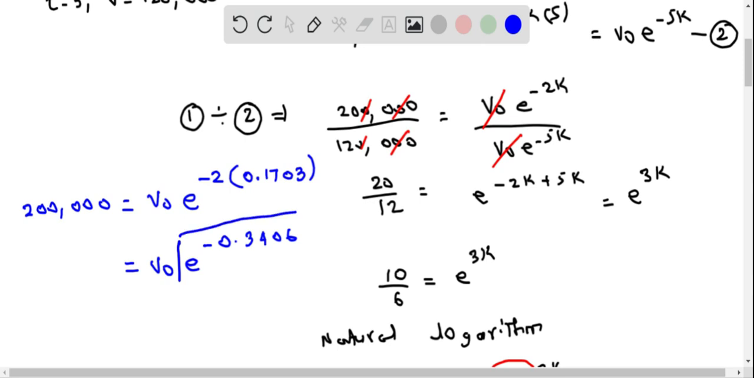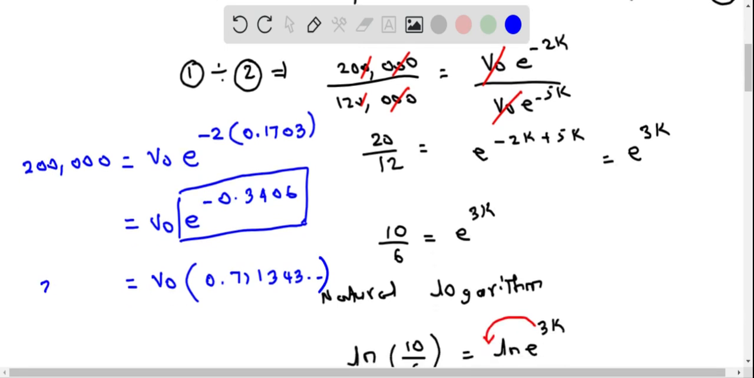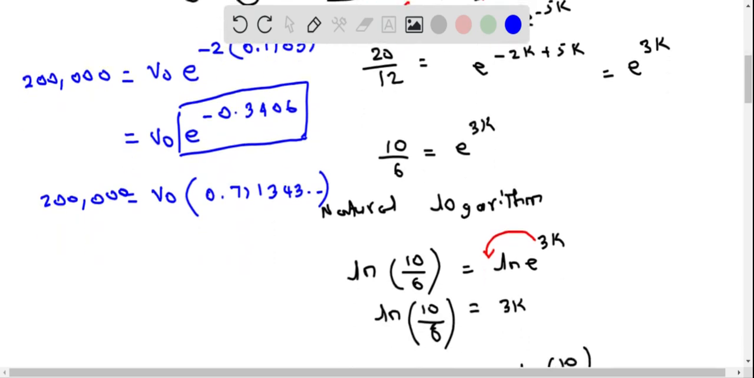We can also calculate this value using the calculator. So we plug it into the calculator, and when we do that, we get the value of e raised to the power of negative 0.3406 as 0.71133433. So it's just a repeating number. So this side we have 200,000. Now we have to determine the value of V naught. So therefore V naught is basically equal to 200,000 divided by this quantity, that is 0.711343.